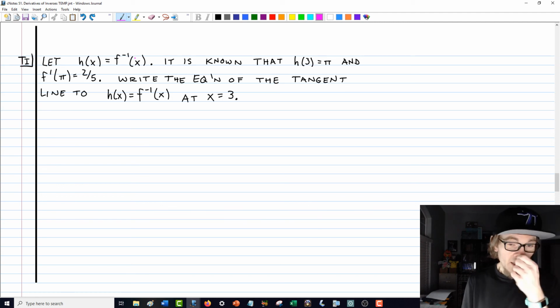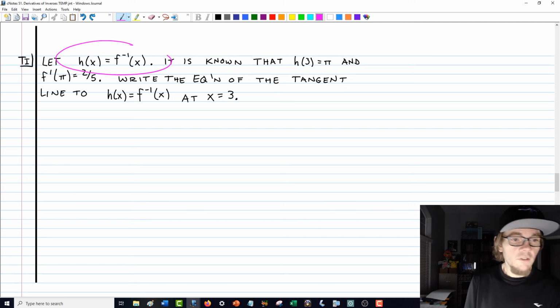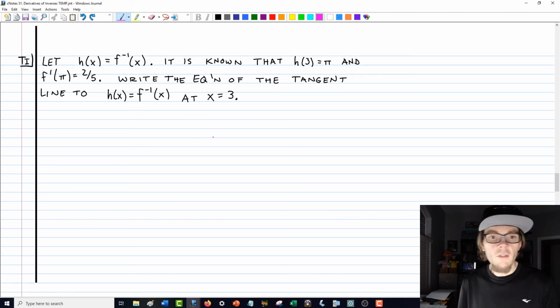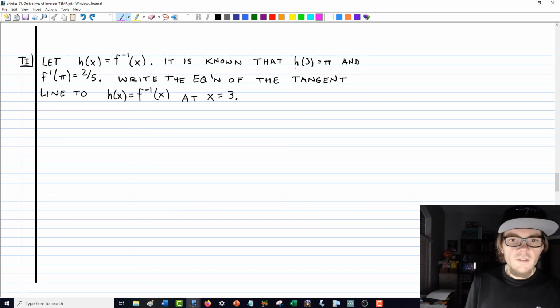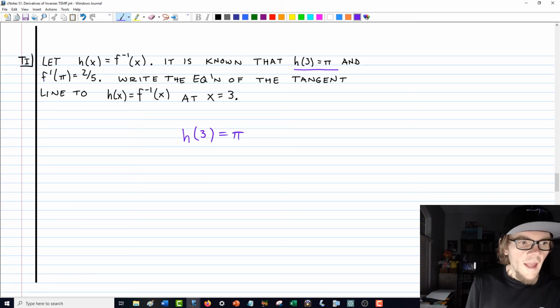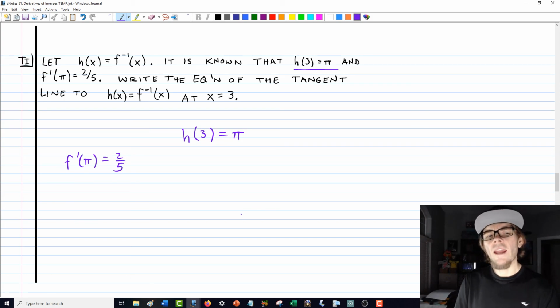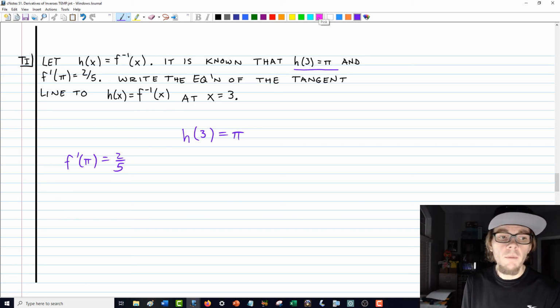So it tells us once again at the very beginning as we jump in here that h is equal to f inverse. So we've got another inverse relation. It also tells us that h of 3 is equal to pi. So I'm going to go ahead and start my little inventory here. We have that h of 3 is equal to pi because it's given. And we also have f prime of pi equal to 2/5. So it's kind of interesting. They gave us some info about h and they gave us some info about f prime. Well, that's more than enough for us to finish out the problem.